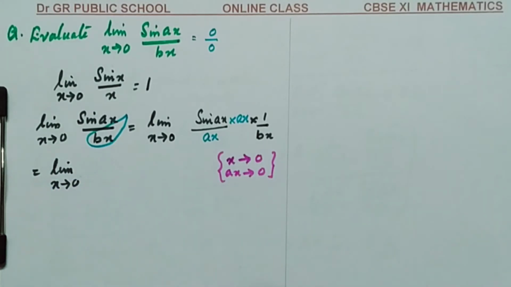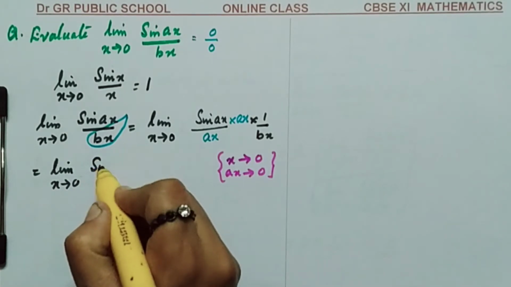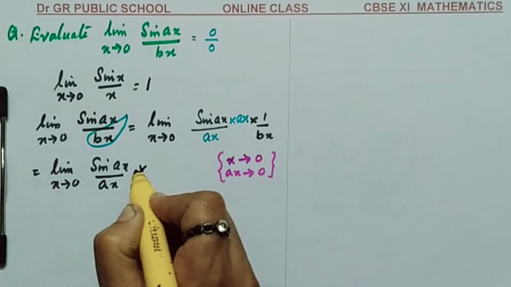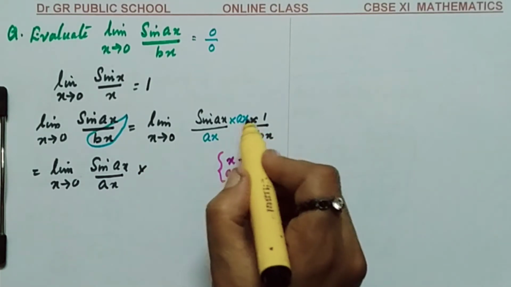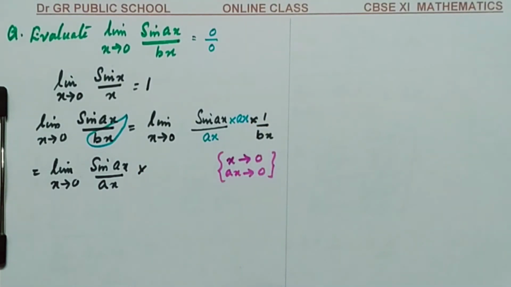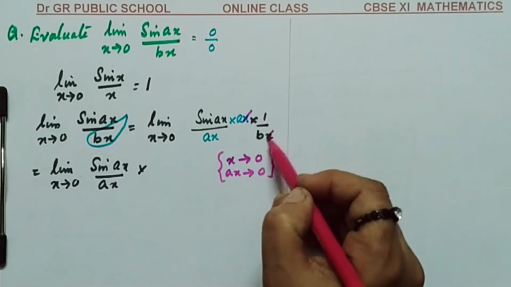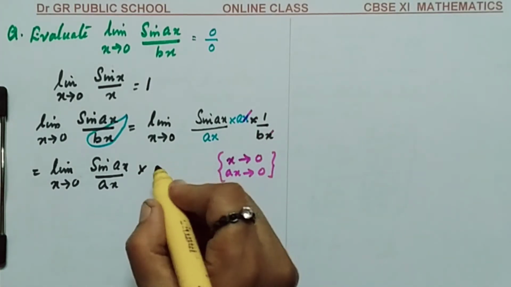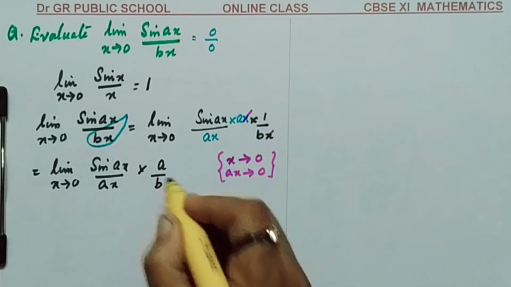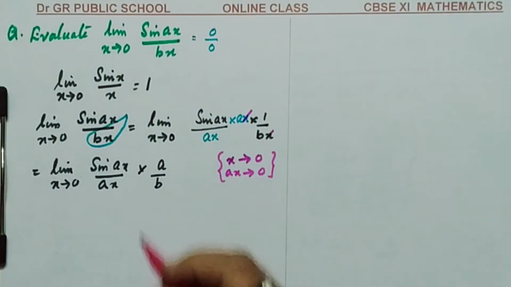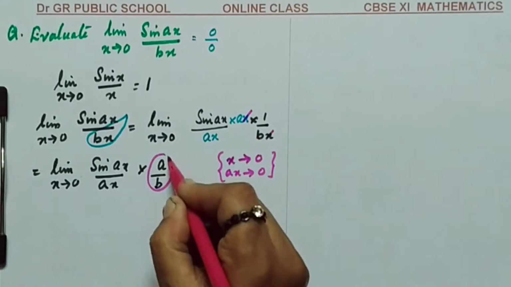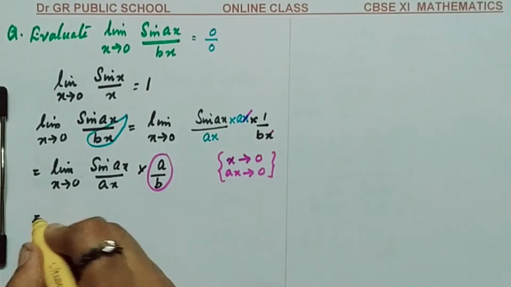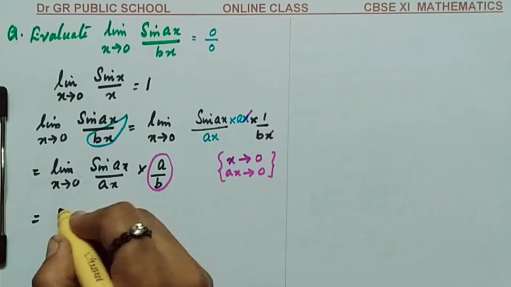And now, the remaining is sin ax by ax into ax into 1 by bx, so that this x cancels with this x. So, the remaining is a by b, a into 1 by b, which is a by b. But a by b is a constant that you can take outside of the limit, because limit k into f(x) equals k into limit f(x).